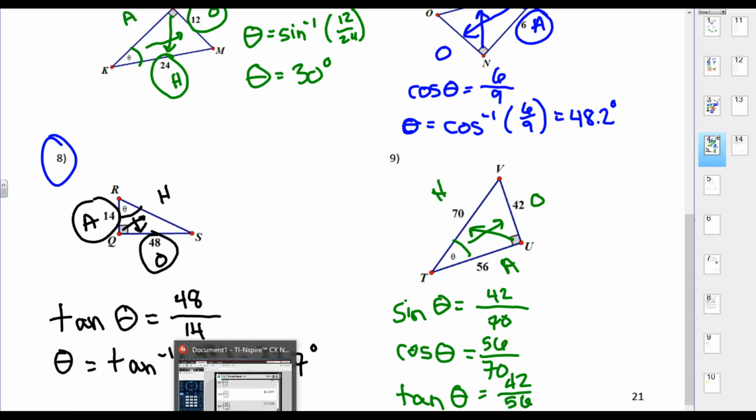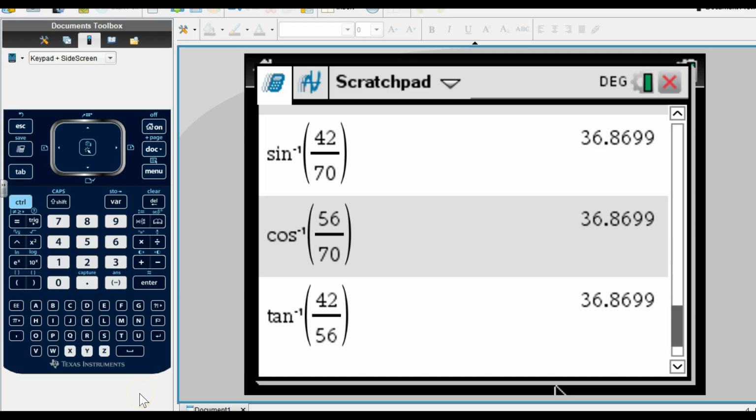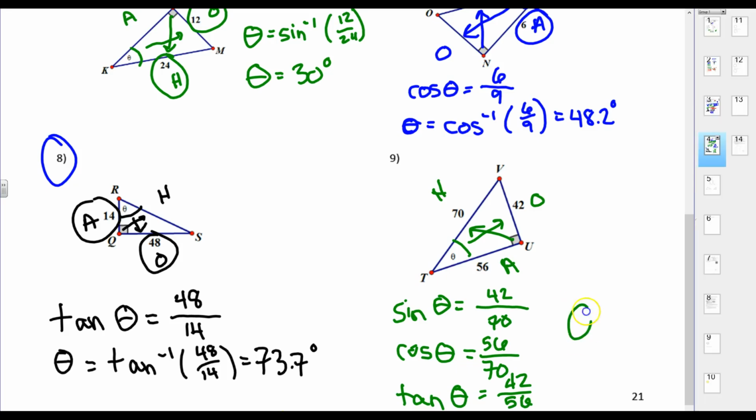And here's the cool thing. When I do the inverse functions of these 3 in the calculator, with the correct numbers plugged in, notice I get the same answer every time. So it doesn't matter which one I choose, I'll always produce 36.9 degrees as my answer. So you have choices sometimes.